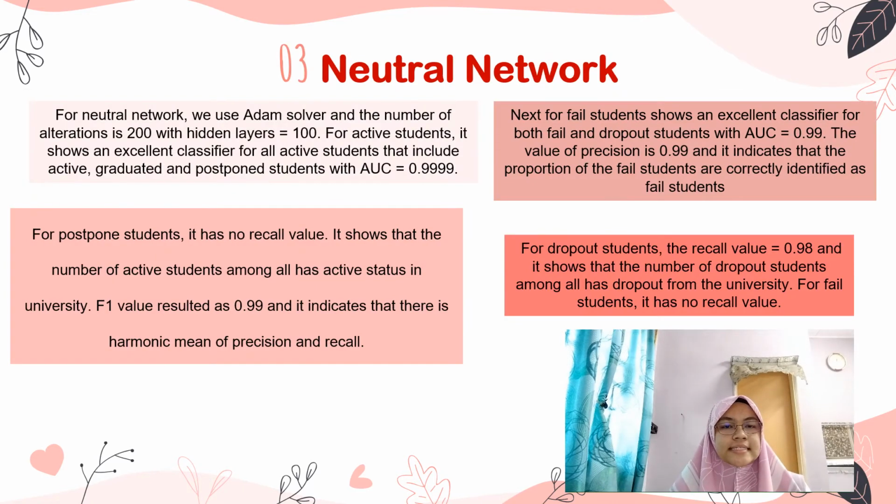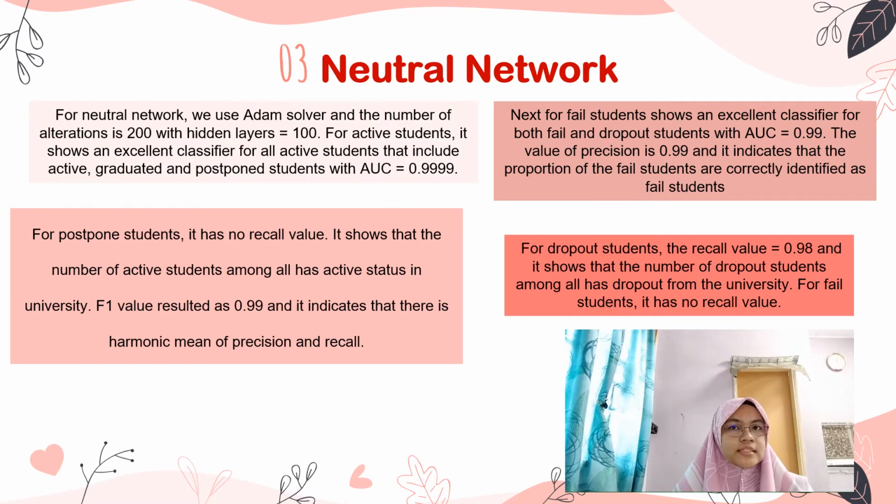The last technique is neural network. For the neural network, we have used the Adam solver, and the number of iterations is equal to 200 with 100 hidden layers. For active students, it shows an excellent classifier for all active students, which include active, graduated, and postponed students, with an AUC equal to 0.99.